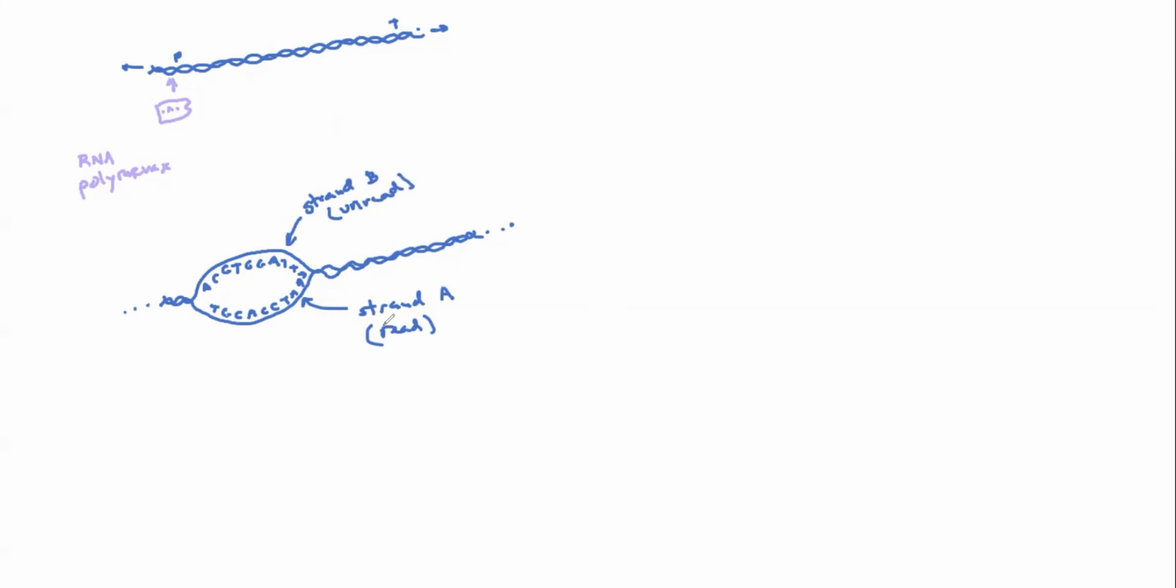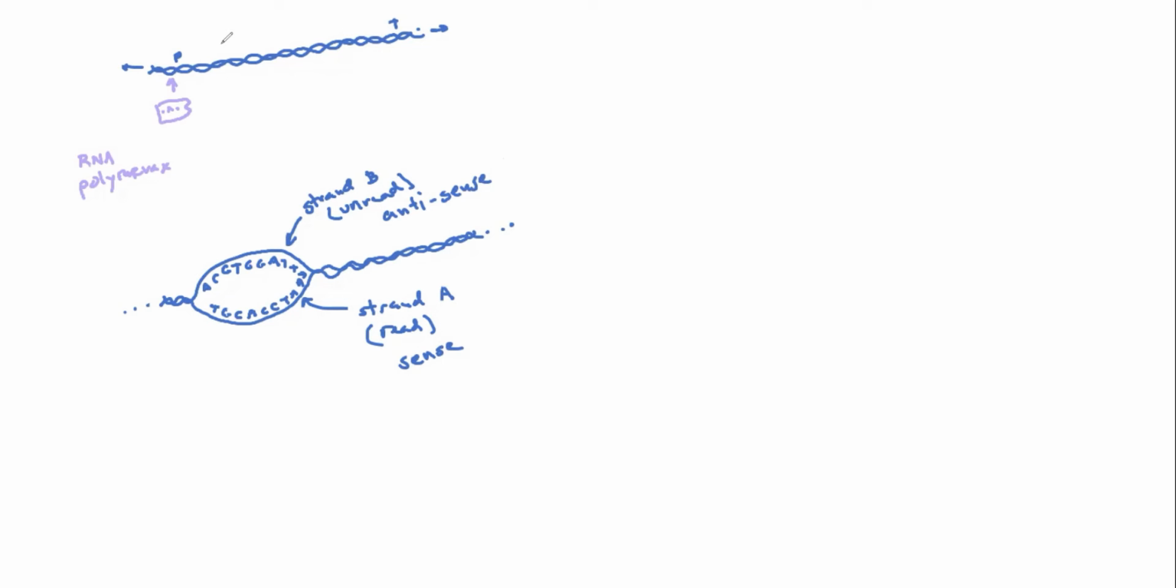Okay. And we actually have names for this. We call strand A the sense strand. And strand B, we call it the antisense strand because it's opposite of the sense strand. Right? That makes sense to you? I mean, it should, okay.